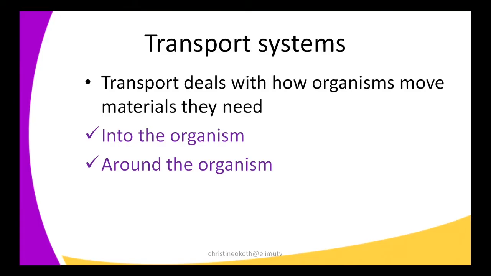So this material they need either into the organisms or around the organism. For example, plants need oxygen so that it can undergo the process of photosynthesis. So this oxygen is needed in the organism, and there are some excretory products which need to be removed out of the organism. So transport system deals with the transport of materials inside the organism and around the organism.